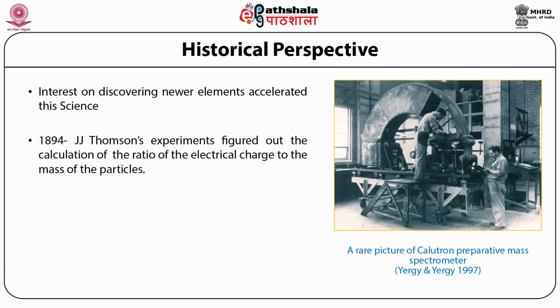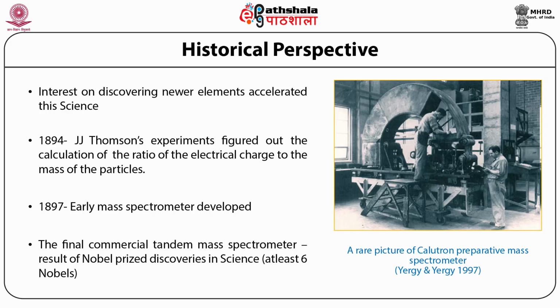About 100 years before, in 1894, J.J. Thomson's experiments figured out the calculation of the ratio of electrical charge to mass of the particles, which was the initiation of mass spectrometers. In 1897, an early mass spectrometer was developed and used for identification of isotopes. But the final commercial mass spectrometer came into the market only about 20 years back. By that time, almost 6 Nobel discoveries were put together in the construction of this mass spectrometer. What you see here is a rare picture of a Calutron preparative mass spectrometer, which was developed about 100 years back.